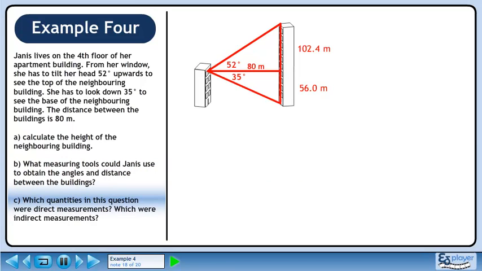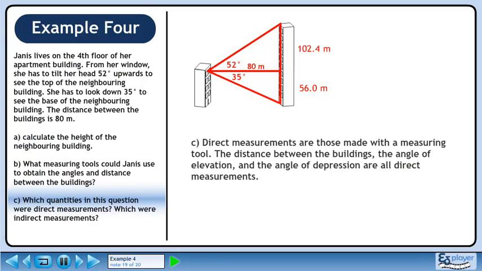Now we'll move on to Part C. Which quantities in this question were direct measurements? Which were indirect measurements? Direct measurements are those made with a measuring tool. The distance between the buildings, the angle of elevation, and the angle of depression are all direct measurements.